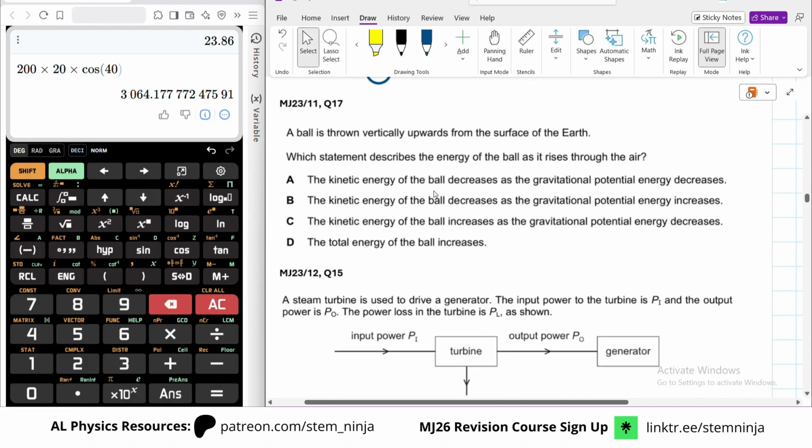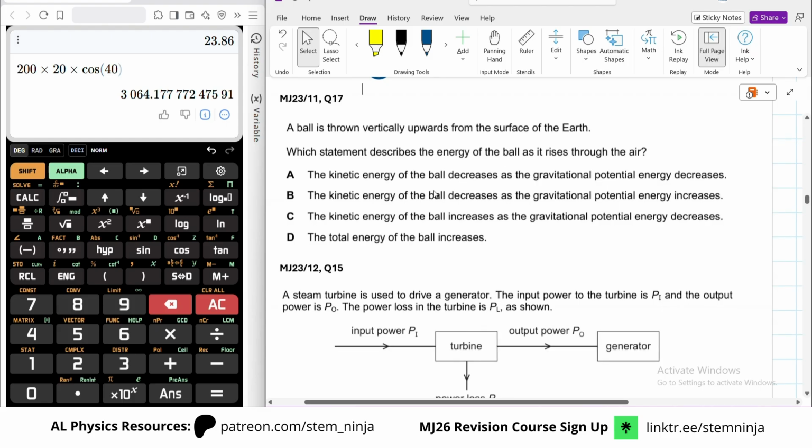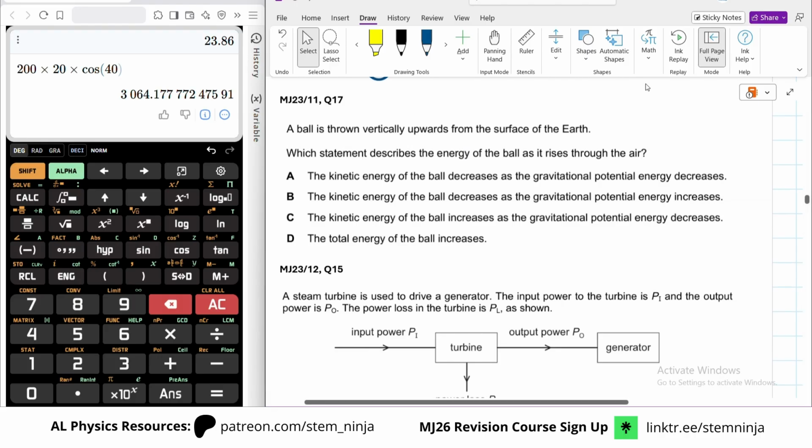okay. All right. A ball is thrown vertically upwards from the surface of the earth. Which statement describes the energy of the ball as it rises through the air? So kinetic energy is decreasing and potential energy increasing. Total energy can never increase. Okay. In the free fall case, in the absence of any other applied forces, total energy cannot increase. It can decrease due to resistive forces, but not increase.